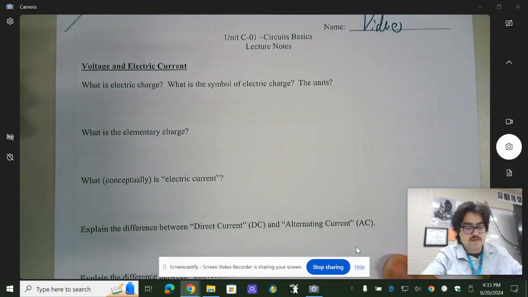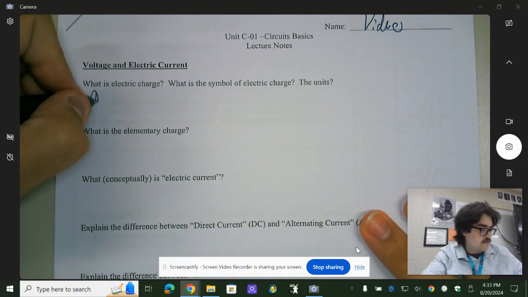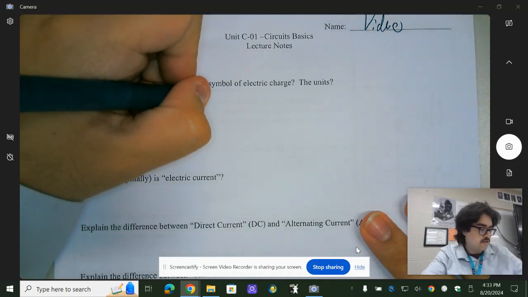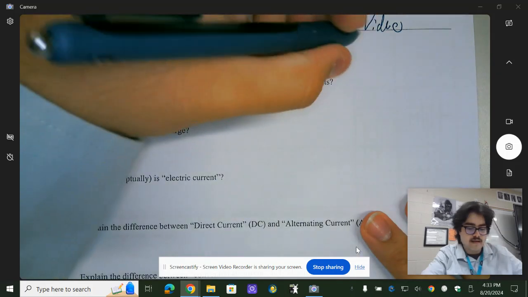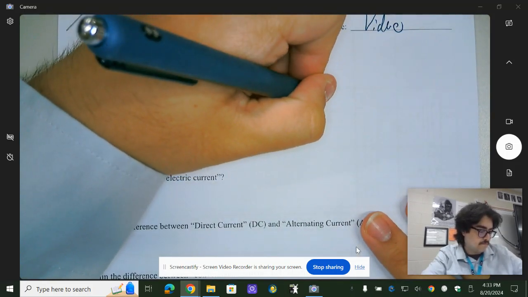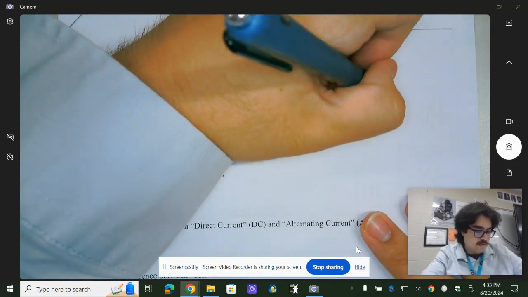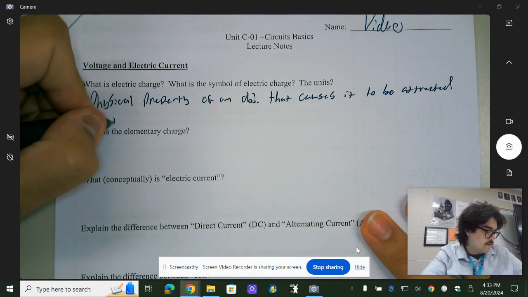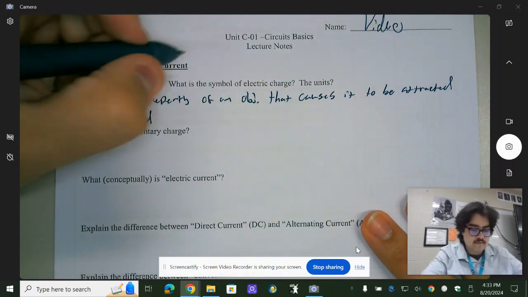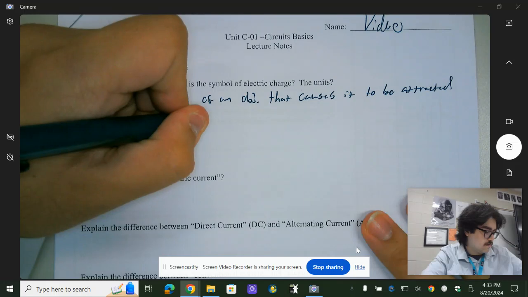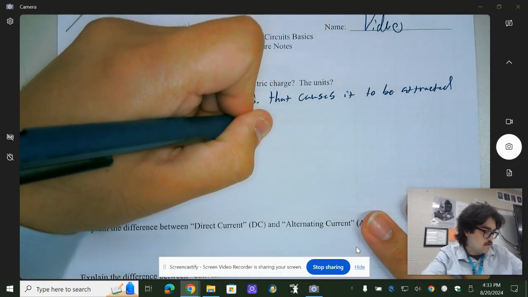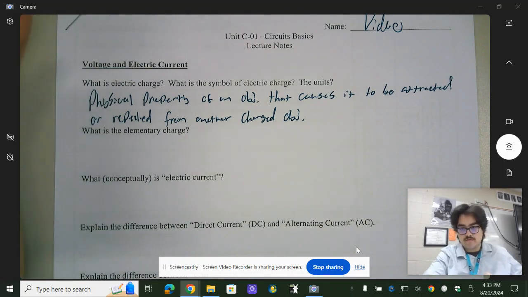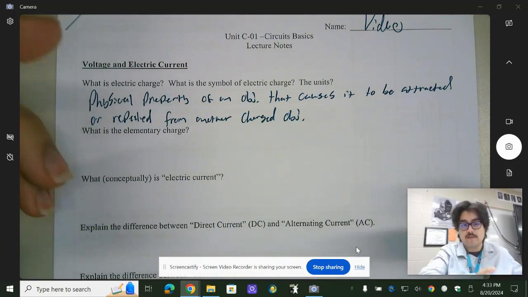Electric charge, and it's a lengthy definition, is a physical property of an object that causes it to be attracted or repelled from another charged object. So objects may be attracted to one another or repelled from one another, and that's the responsibility of electric charge.